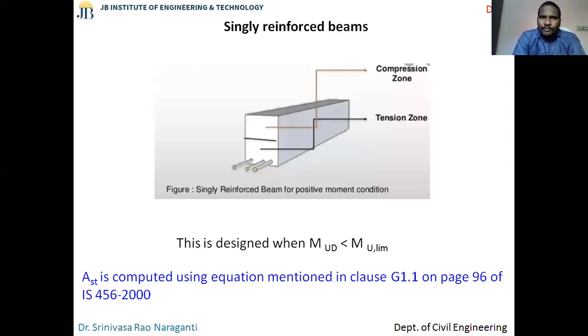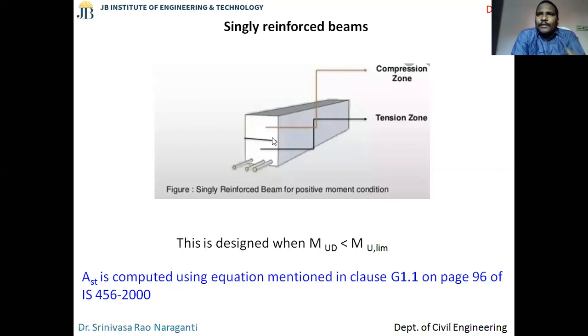Singly reinforced beam means, as you can see in the picture, guys, the reinforcement is provided only in the tension zone. So this line is the neutral axis. Below this is the tension zone, above that is the compression zone, assuming that the beam is bending in the positive bending moment shape, basically the sagging moment. The bottom is subjected to tensile stresses and the top is subjected to compressive stresses. And in singly reinforced beams, we provide the reinforcement only in the tension zone. So this is what is called a singly reinforced beam.